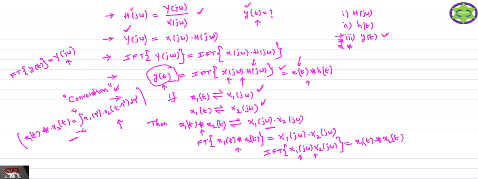This is your input signal, and this is the impulse response. In the problem, the input signal is given to you and the impulse response is also given to you. They are asking to find the output y of t. How can you find the output y of t? You just convolve the two signals, your input signal and the impulse response, so that you will get the output signal y of t.